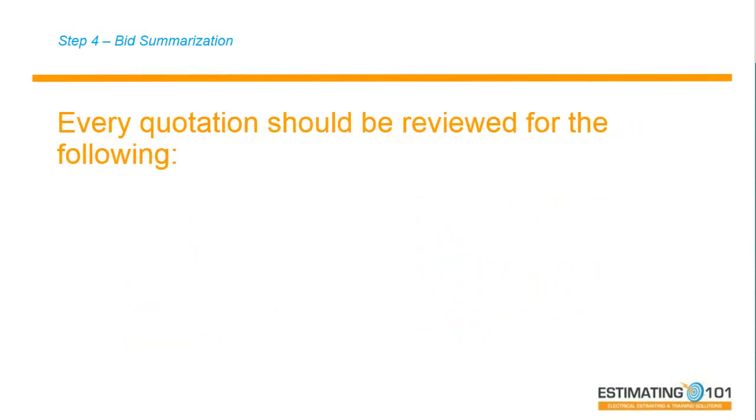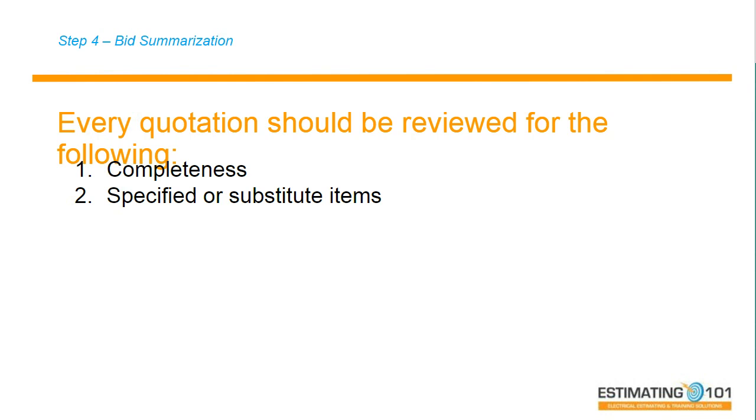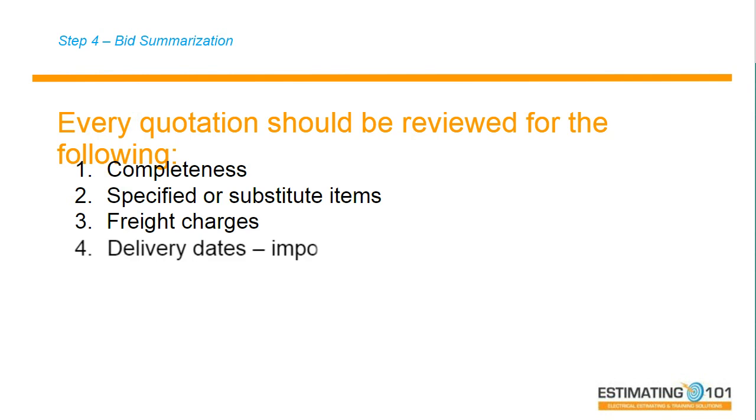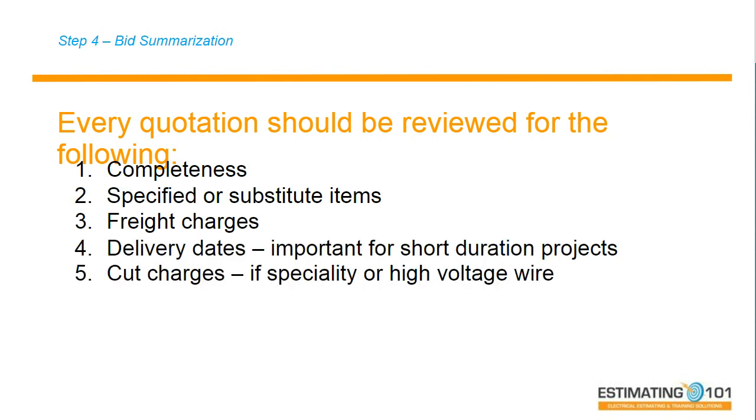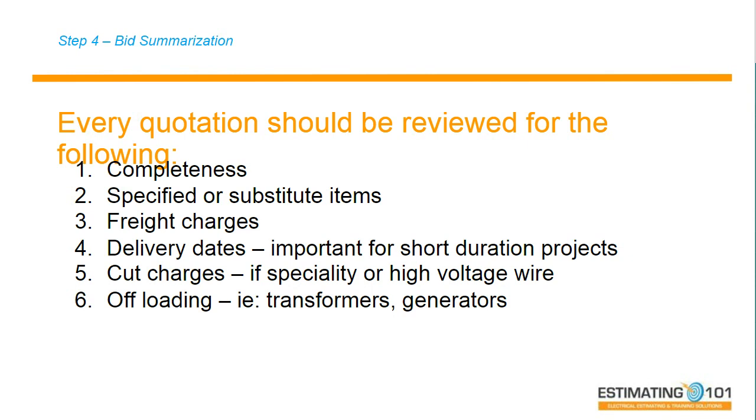So these quoted materials that I'm going to put in for lighting have to be reviewed for completeness. I have to review them for the specified or substituted items, freight charges, delivery dates, cut charges, especially on high voltage cable. Some of these cables have cut charges. Offloading of transformers, generators, large pad mount transformers. Of course, some projects are taxable, so I have to review the sales tax, and of course, payment terms.